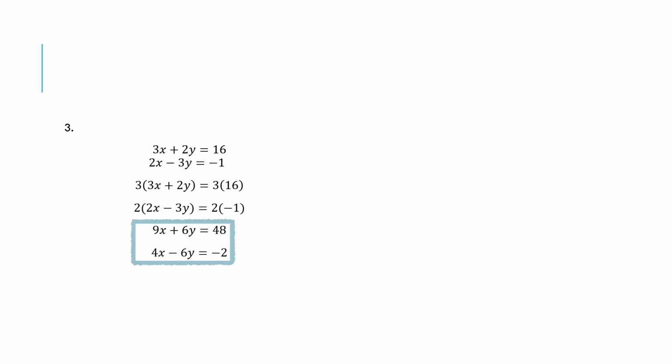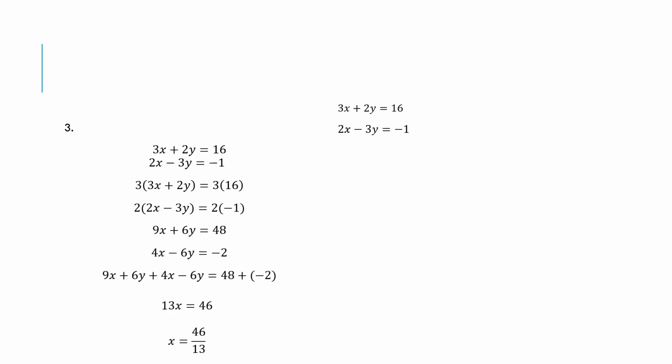Step 2. Add the equations to eliminate y. 9x plus 6y plus 4x minus 6y equals 48 plus minus 2. 13x equals 46. X equals 46 over 13. Step 3. Substitute x back into one of the original equations. Let's use 3x plus 2y equals 16. See details as shown on screen.